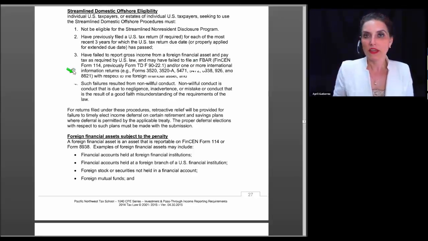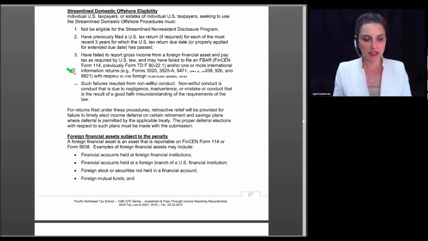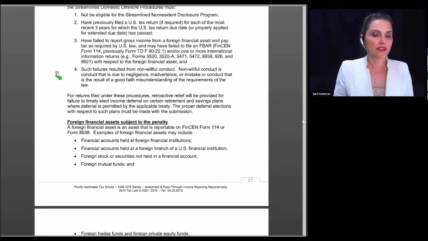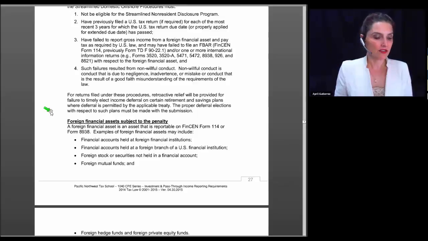So you need to have failed on a number of fronts. You need to have failed to report the income. You need to have failed to disclose the assets. And also, those failures need to be from non-willful conduct. In other words, you just didn't know. It isn't about whether you should have known. It's basically about whether you didn't know. So it was a good faith misunderstanding.